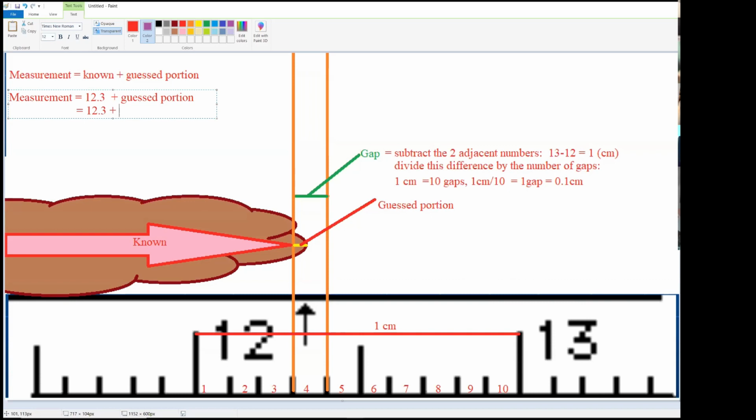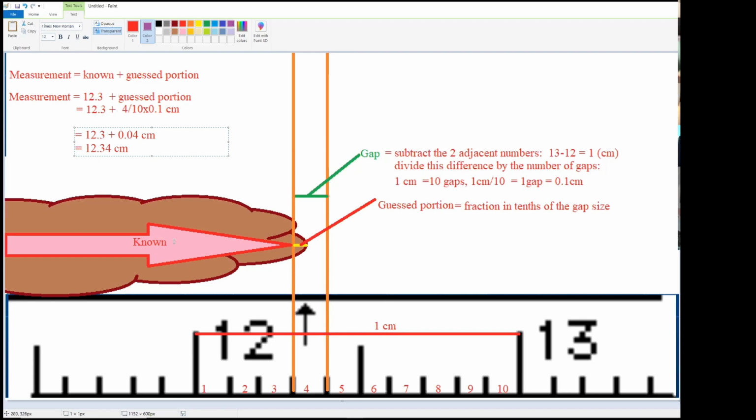My question to you is, what fraction of this entire gap? In other words, what fraction of the green line is the yellow line? 4/10. Roberta says 4/10. That is the fraction that we're guessing that the goat stool extends into that gap. But it's not just 4/10. It has to be 4/10 of something. It's 4/10 of, or times, the gap size, 0.1 centimeter. Total it up by saying this equals 12.3 plus 0.04 centimeters, 12.34 centimeters.